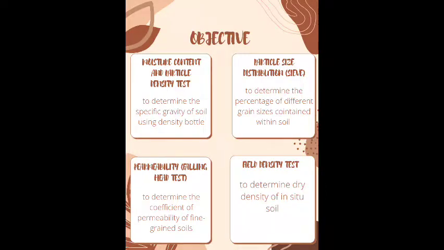The objective for each experiment: first, the moisture content and particle density test is to determine the specific gravity of soil using a density bottle. For the particle size distribution sieve experiment, it is to determine the percentage of different grain sizes contained within the soil. For permeability, which means the falling head test, it is to determine the coefficient of permeability of fine grain soil. And the last one, the field density test, is to determine the dry density of in situ soil.